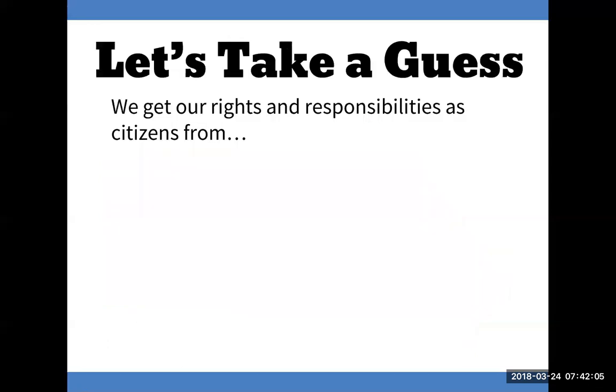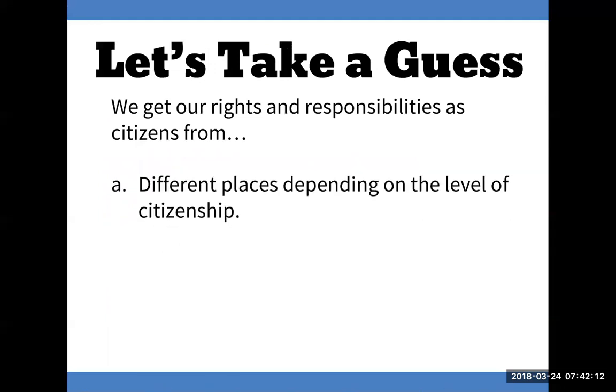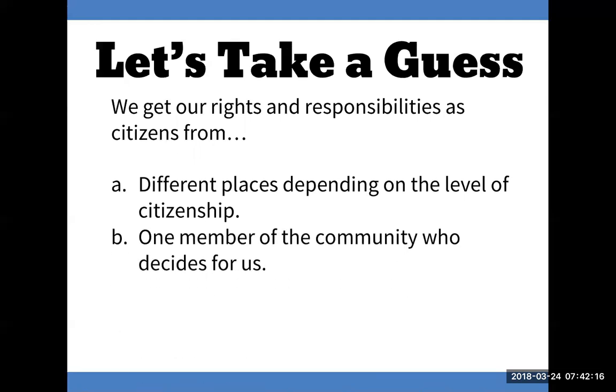Let's take a guess. We get our rights and responsibilities as citizens from A, different places depending on the level of citizenship. B, one member of the community who decides for us. C, politicians. D, the president. If you answered A, different places depending on the level of citizenship, you are correct.